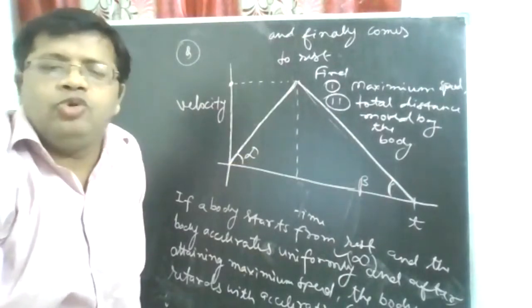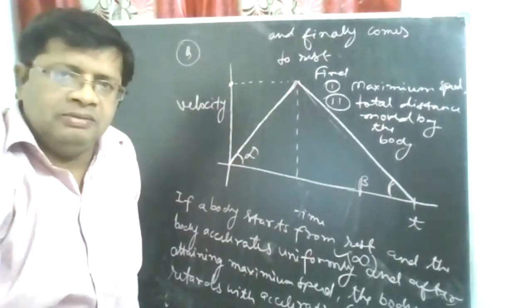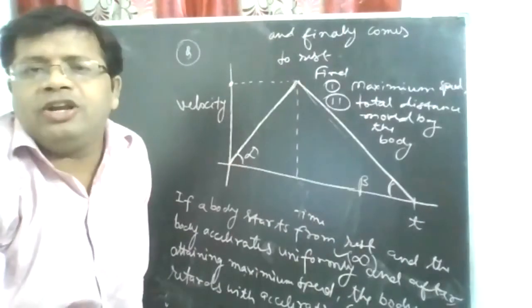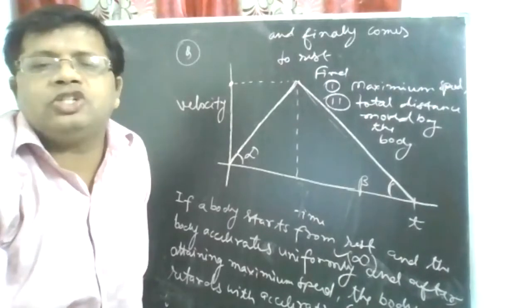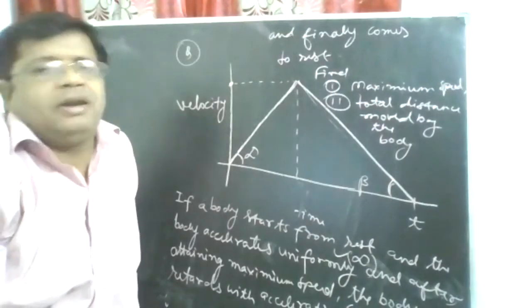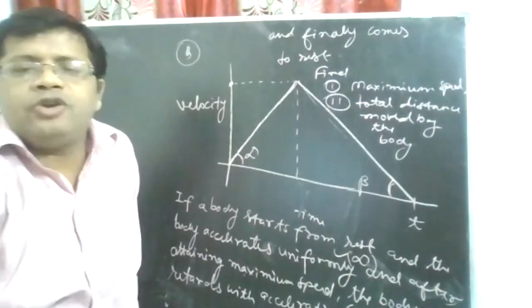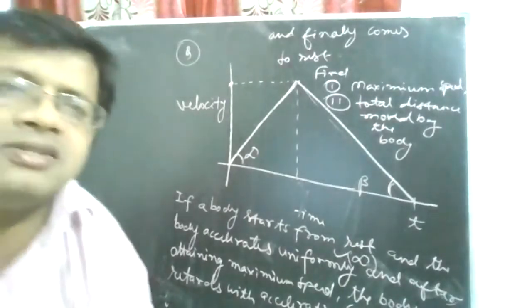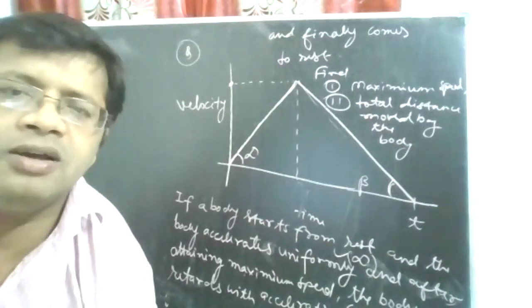Now, alpha and beta are the accelerations given. How can you determine the maximum velocity and the distance moved by the body? See here, how can you solve such a problem? Beta, it is very easy to solve such problems.